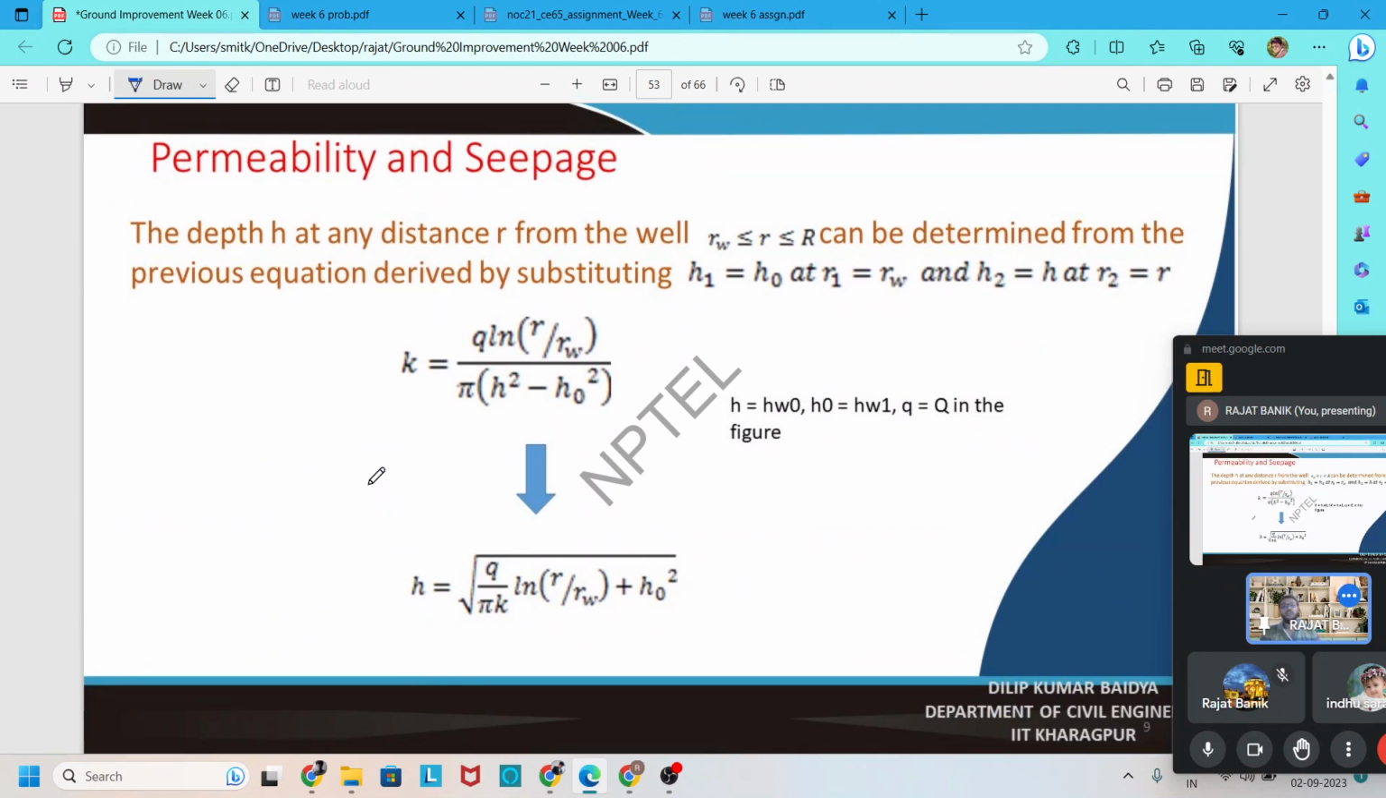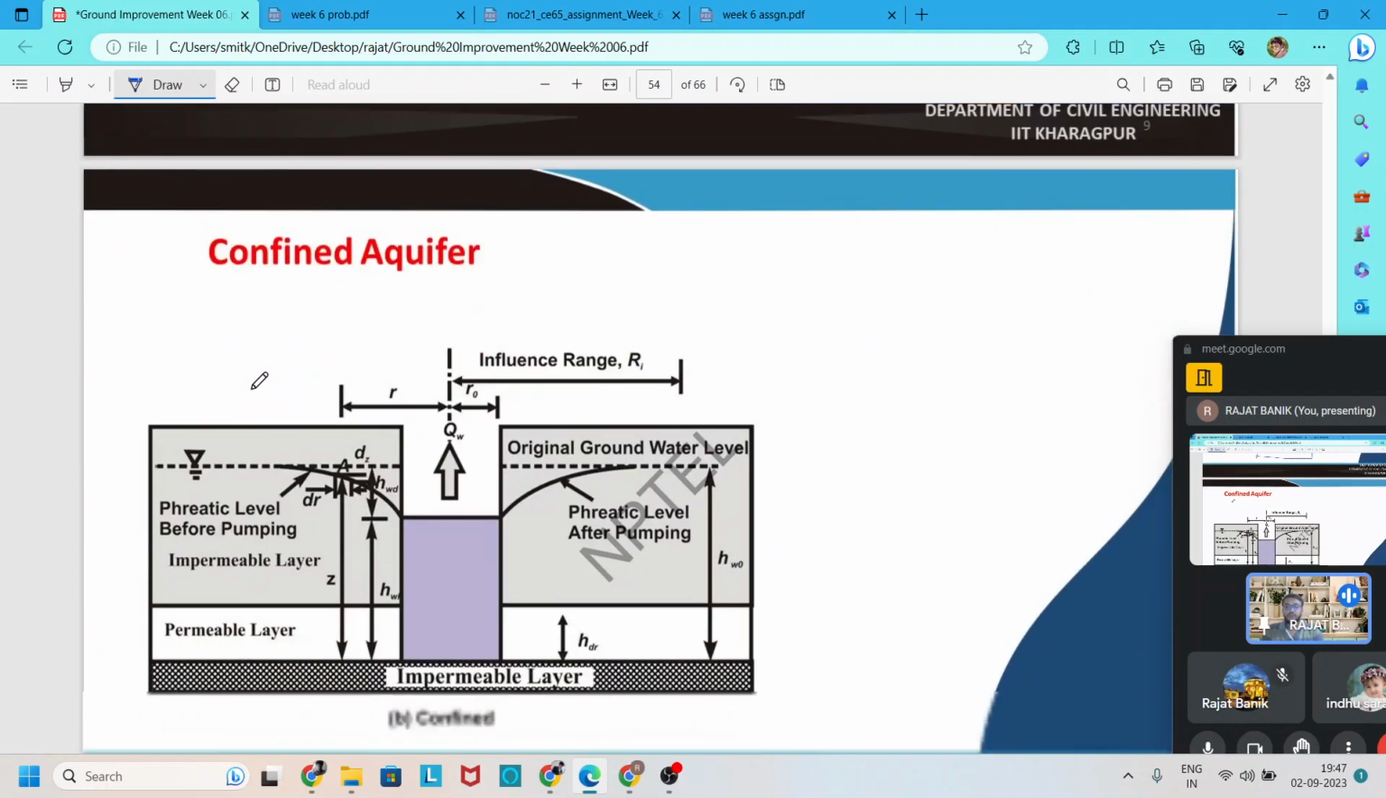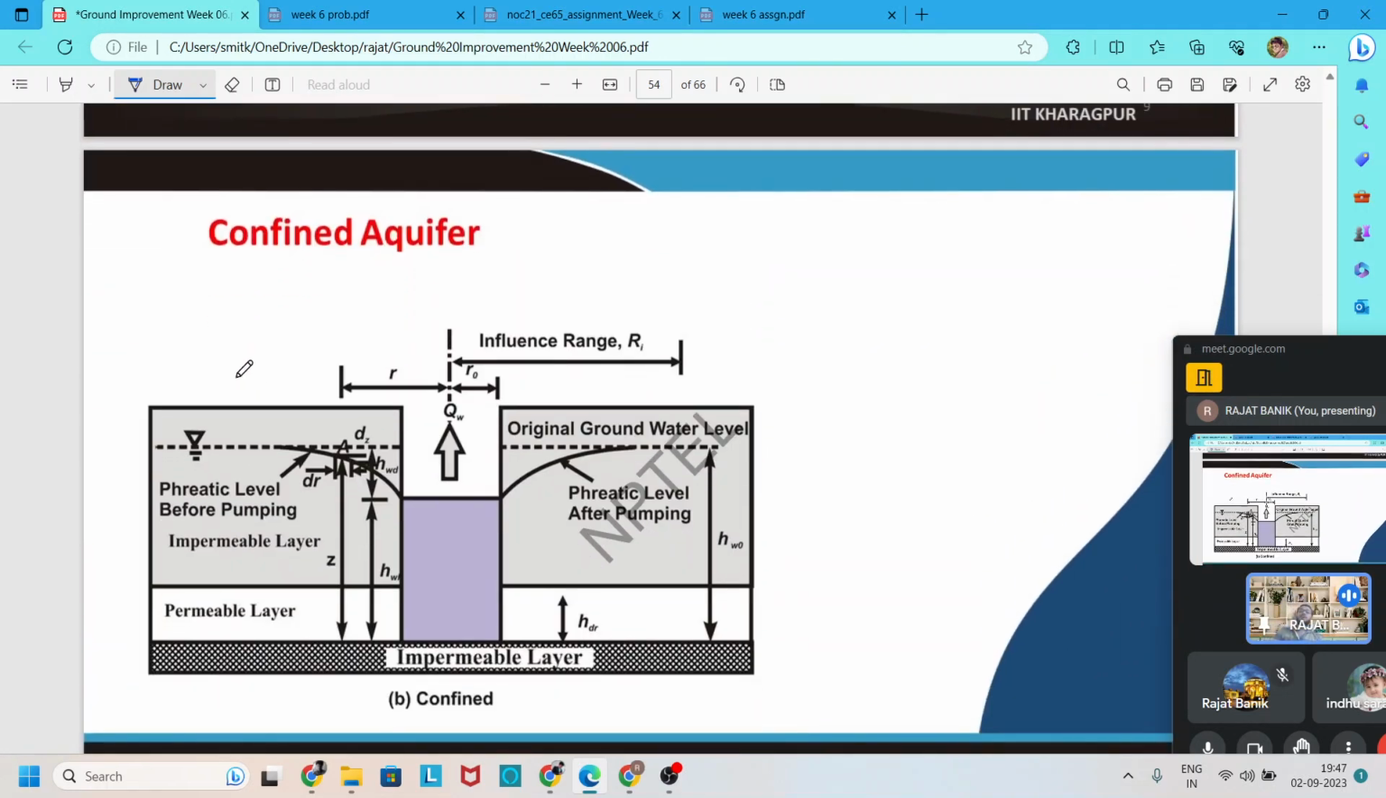So after that we also find out the depth of the water table for some distance r. For that also we need to arrange this formula like that, and we can easily find out the depth of the water table for that region only.